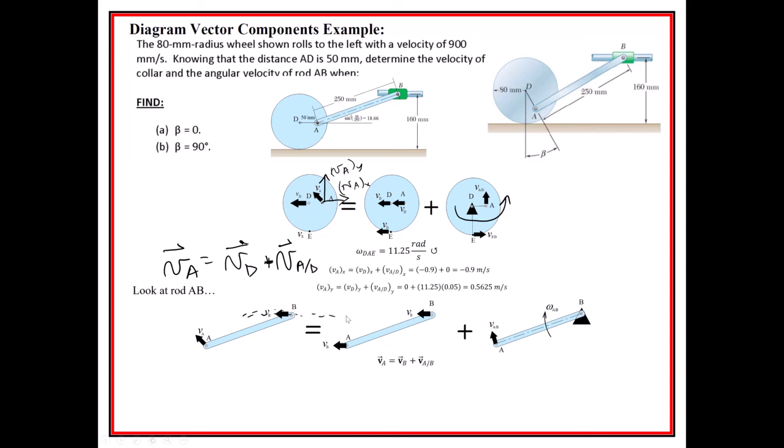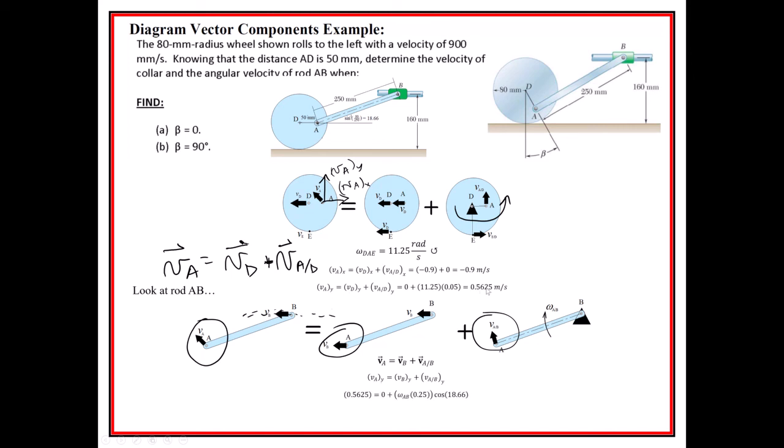So we write the equation: velocity of A is equal to the velocity of B plus the velocity of A with respect to B. Right there, right? So we're using B as the reference. So we're writing the equation for this part of the link. And in the Y direction, right here, we already have this broken down into X and Y components. So that's convenient for us.